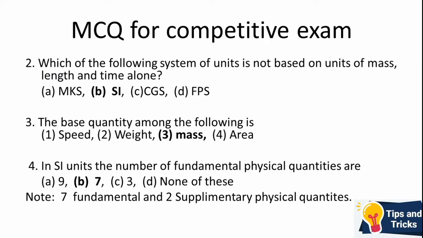Fourth question: in SI units the number of fundamental physical quantities is. Options given are option A 9, option B 7, option C 3, and option D none of these. We all know that the SI system has 7 fundamental physical quantities and 2 supplementary physical quantities. Therefore the correct option is B, that is 7.